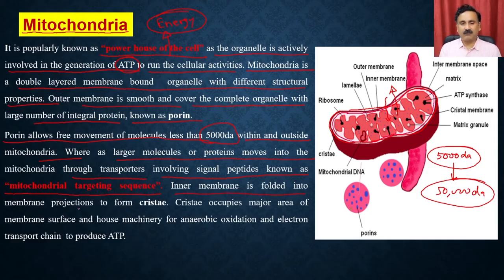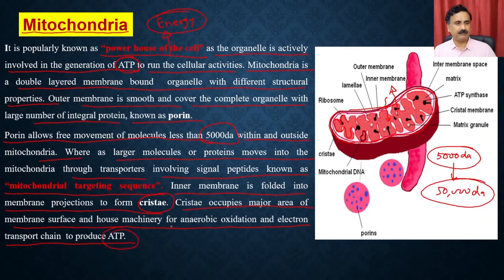The inner membrane is folded into membrane projections, which are called cristae. So what you see here is the inner membrane, which has been folded in the form of cristae, and the cristae occupy a major portion of the membrane and house the machinery for the aerobic oxidation as well as the electron transport chain to produce ATP.